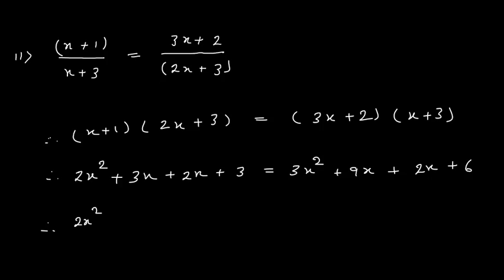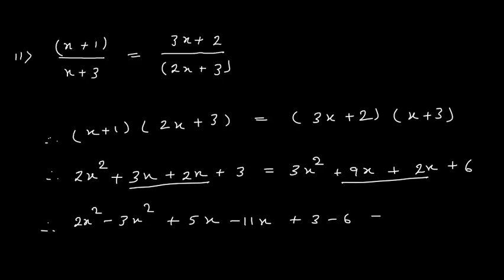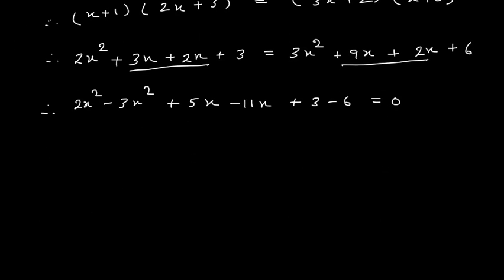I will bring all terms to the left hand side. So 2x square minus 3x square. Then here 3x plus 2x is 5x, so I will say plus 5x. And here 9 plus 2 is 11, so it is minus 11x. Plus 3 minus 6 is equal to 0. So therefore 2x square minus 3x square is what? Minus x square. Plus 5x minus 11x is what? Minus 6x. Plus 3 minus 6 is what? Minus 3 is equal to 0.